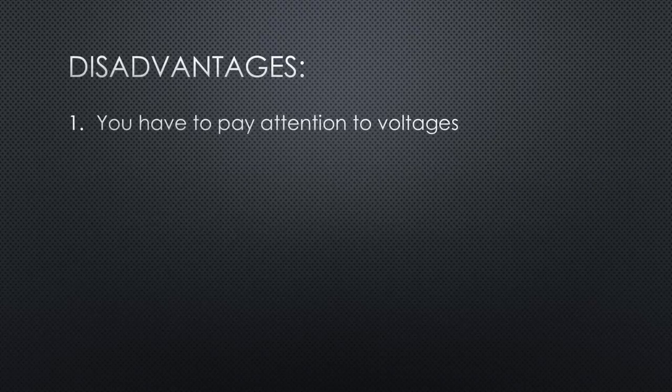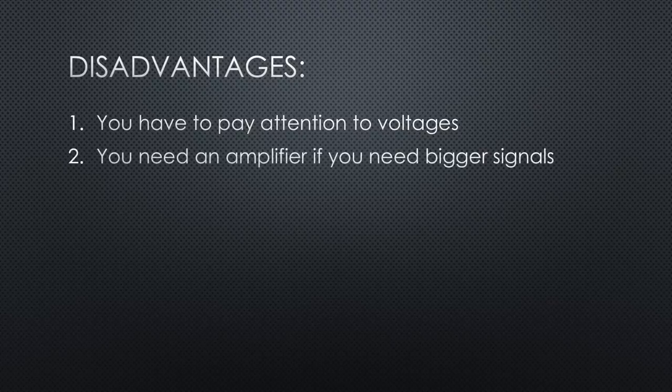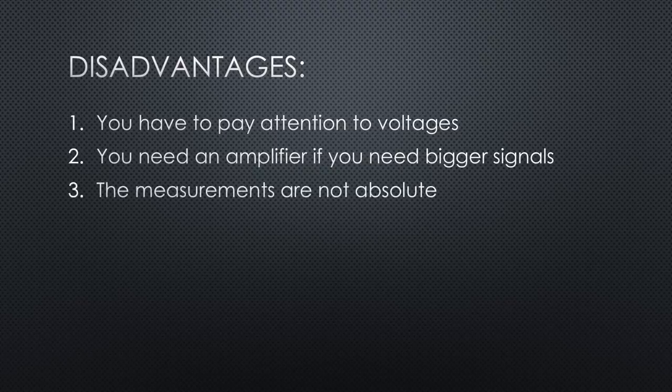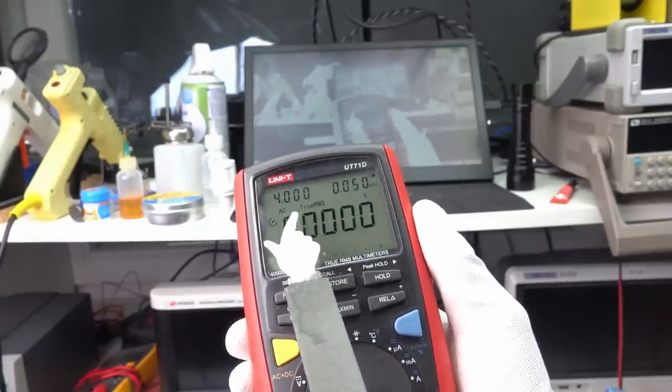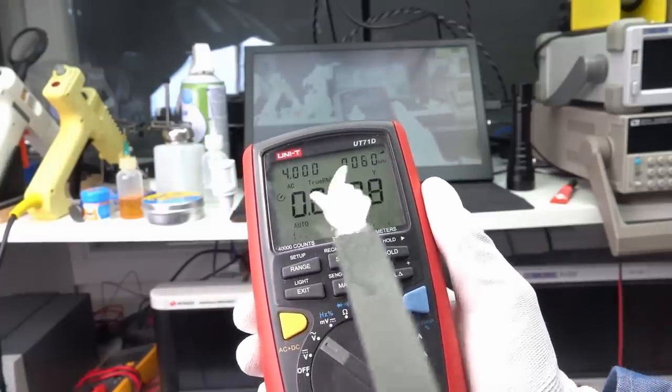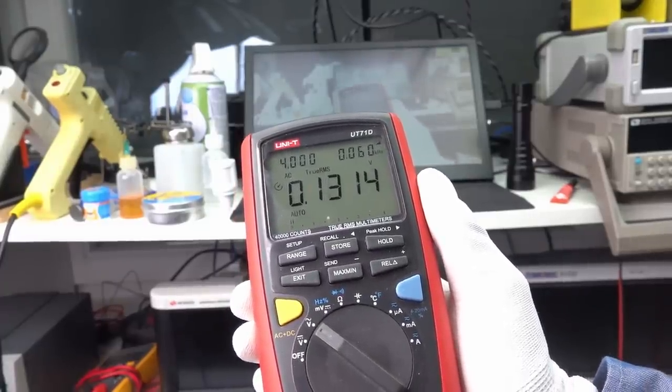The first flaw is that you have to pay attention to voltages because sound cards are made for small voltages. I used a voltage divider to protect the input. The second flaw is that you need an amplifier if you need bigger signals. The third flaw is that the measurements are not absolute. You can try to calibrate the output signal using a true RMS multimeter. But I would not trust that the PC and sound card do not insert some errors.